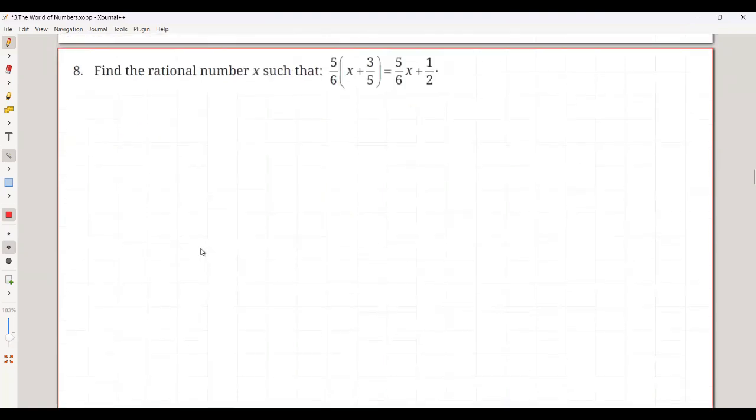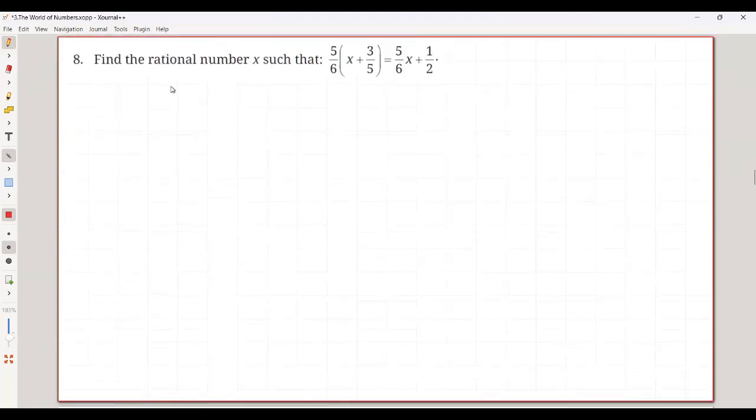Now question number 8, the last question in this exercise. Find the rational number x such that the condition is given: left hand side is equal to right hand side. So we have to find the value of x. First, write the question: 5 by 6 into x plus 3 by 5 is equal to 5 by 6 x plus 1 by 2.